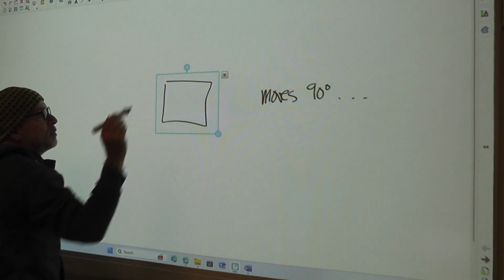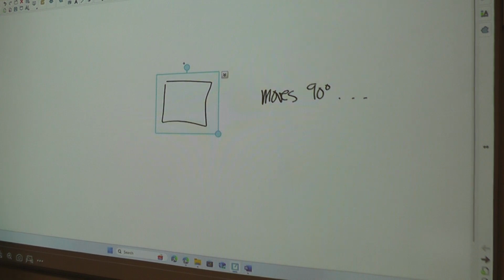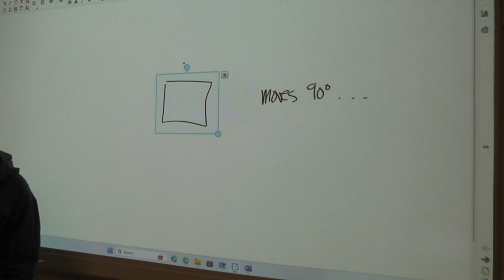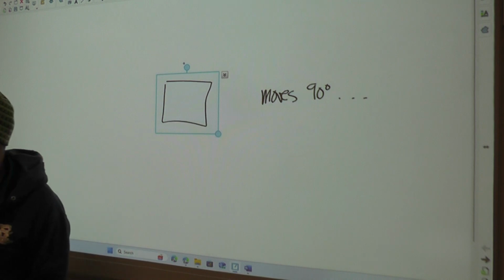And that's a great point. That's not the same as moving 90 degrees though. When something moves 90 degrees, it doesn't necessarily have to rotate at all. So what does it look like when something moves 90 degrees? We have to have a little bit more information to answer that question.